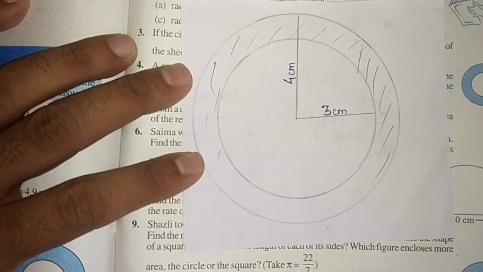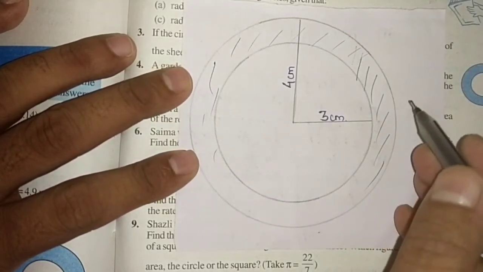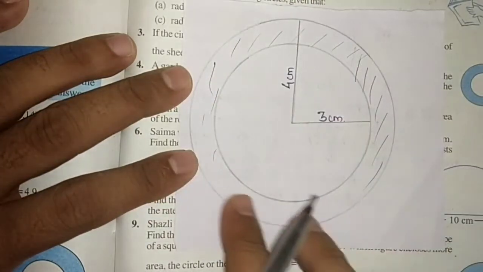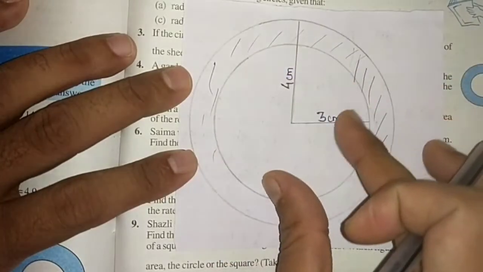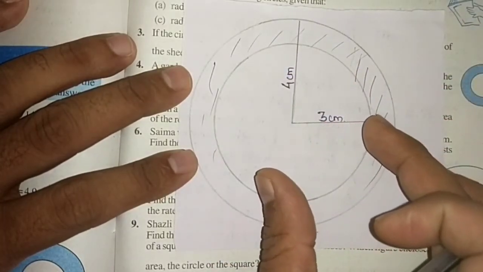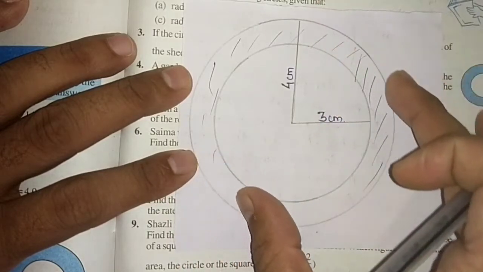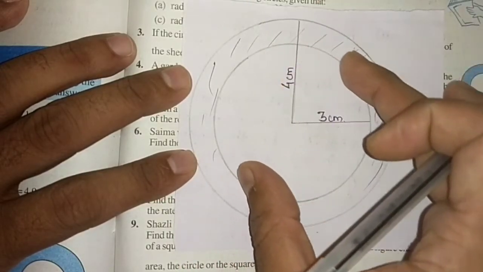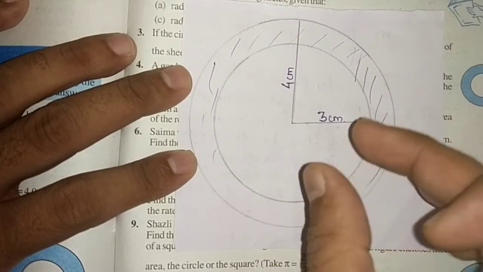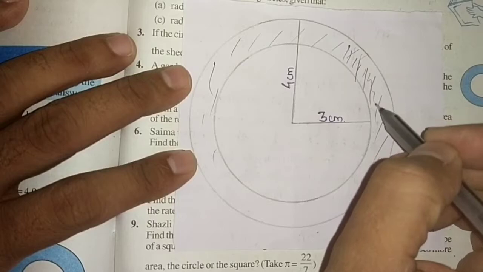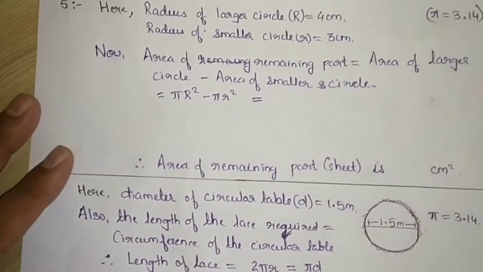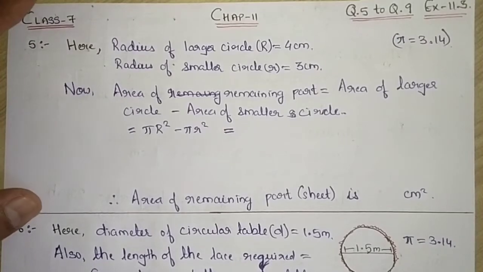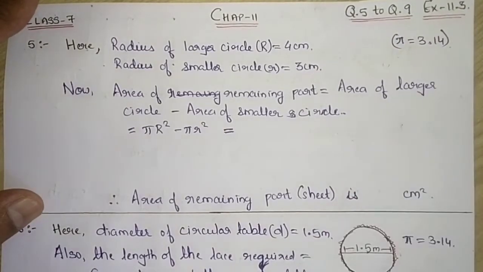So what will we do? We will first take out the area of the whole bigger circle. Then we will find the area of the smaller circle. Then what will we do? We will subtract the area of the smaller circle from the area of the bigger circle. The remaining portion is the area which they want. Let me show you how we can solve it. Also, they have given pi is equal to 3.14.